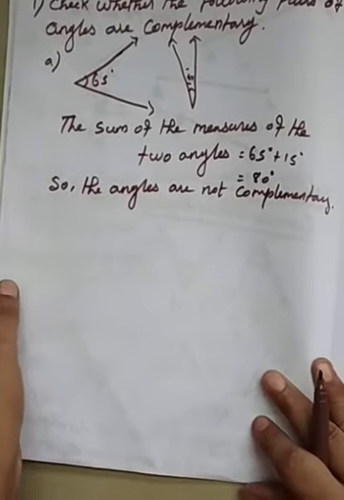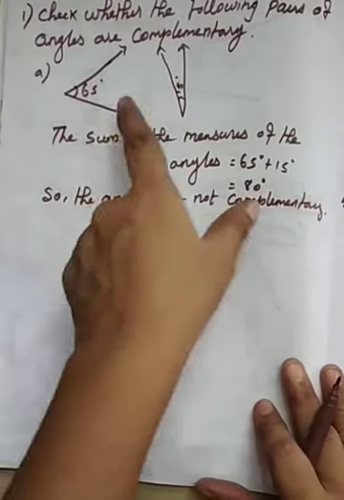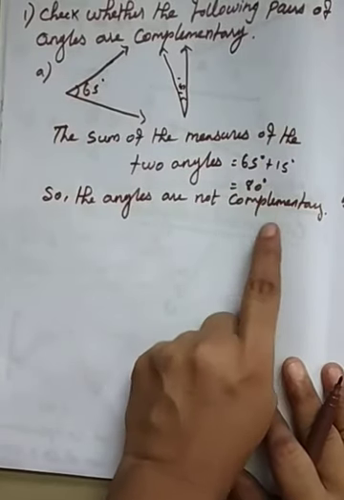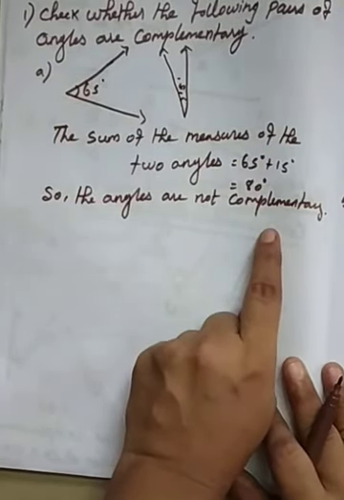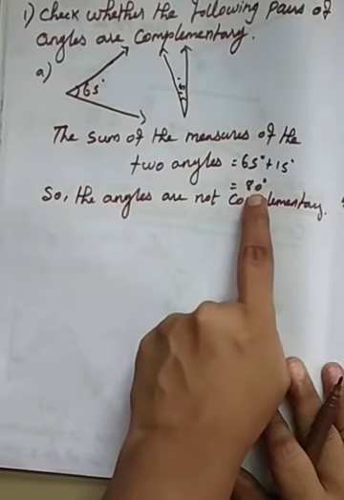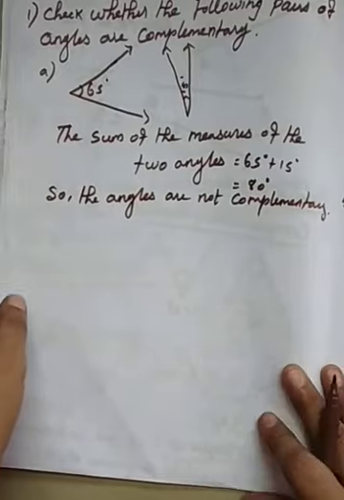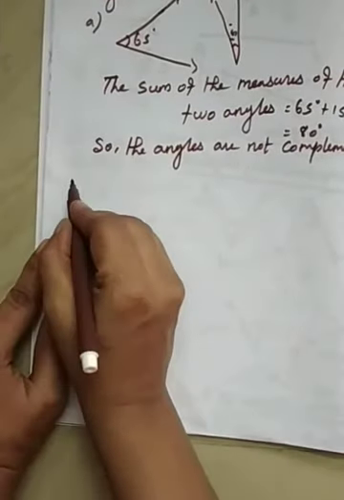Everybody clear the solution? See the diagram. The sum of the measures of these two angles, you will get 80 degree, but complementary means you need 90 degree. But in this problem, you will get only 80 degree. So the angles are not complementary. Clear? See the next diagram.